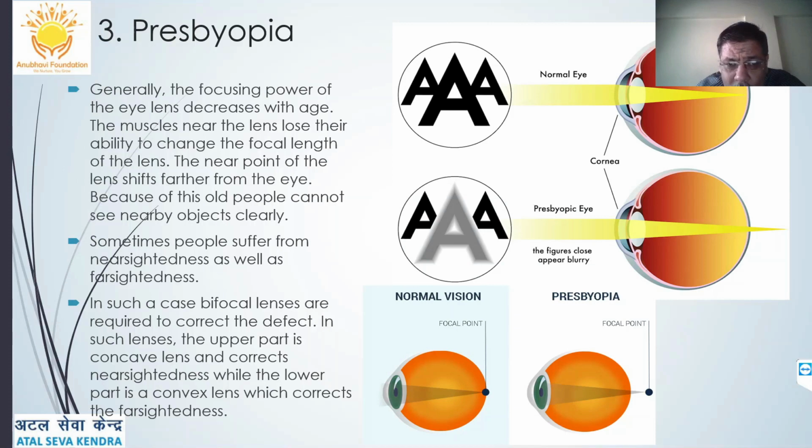Because of this, old people cannot see nearby objects clearly. Sometimes people suffer from nearsightedness as well as farsightedness. Therefore, they have to use a bifocal lens to correct that disorder. Such a disorder is called presbyopia.